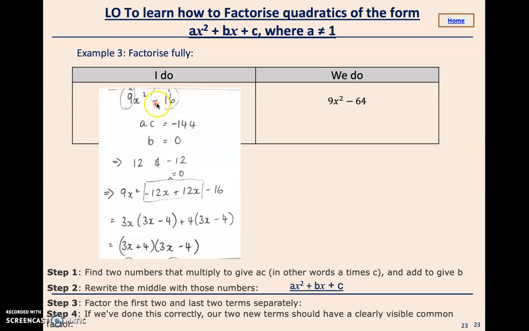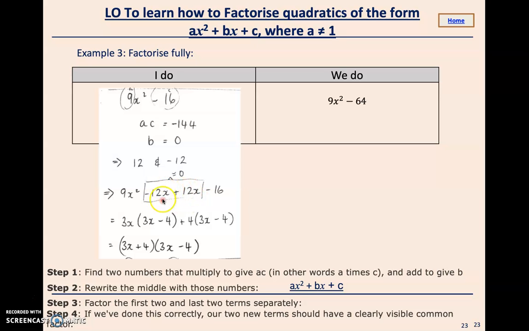So now we need to break up our imaginary b, our imaginary bx. So we've got 9x squared minus 12x plus 12x minus 16. So we've got 9x squared that we can compare. We have minus 16, which still matches, and then minus 12x plus 12x. Well, I've made a note here that that is equal to 0. So really we've added nothing.